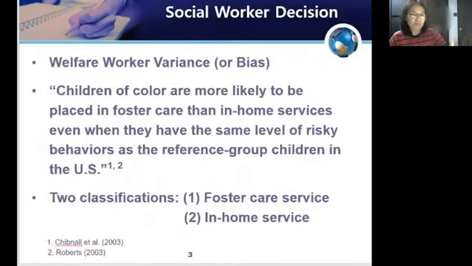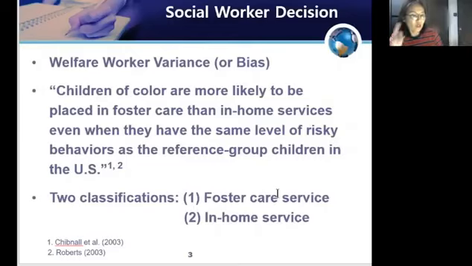So now, social worker decision. For example, I brought this quote from somebody else here, Chimners et al. and Roberts. They said, children of color are more likely to be placed in foster care than in-home service care, even when they have the same level of risky behaviors as the reference group children in the U.S. Here, the reference group is the white group, and I'm not interested in whether it is true or not.